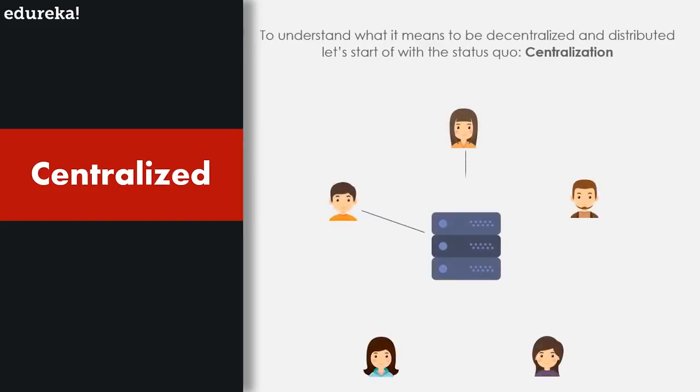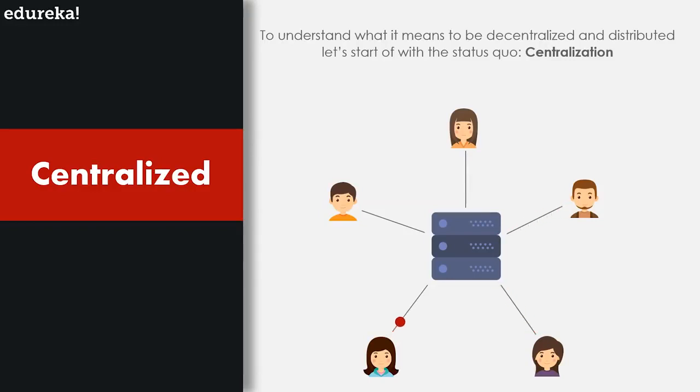The first few technical terms that we encounter are decentralized and distributed. To understand what it means to be decentralized and distributed, let's start with the status quo, that is centralization. Any organization or network where decisions regarding the organization are made by a chosen group of people is a centralized system. Presently, we are surrounded by a mass of centralized systems which we use every day.